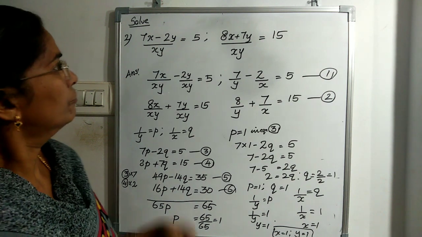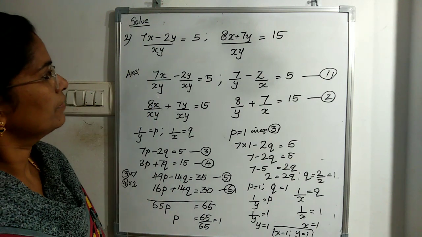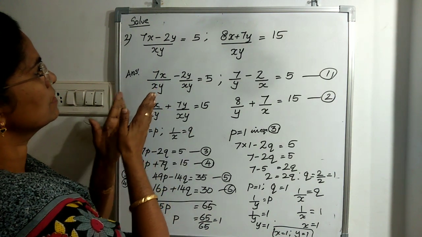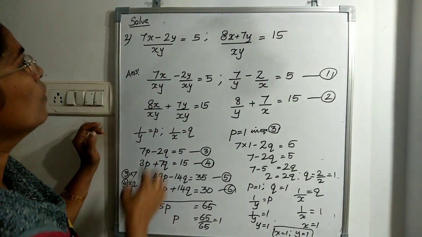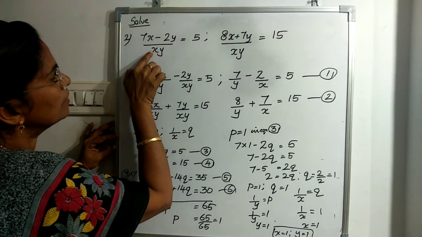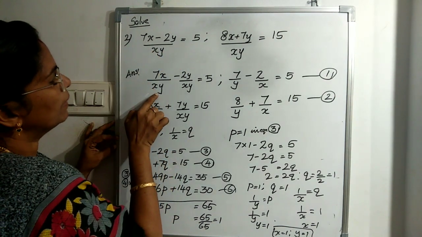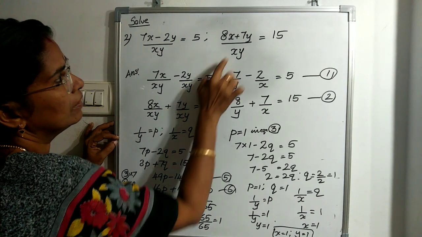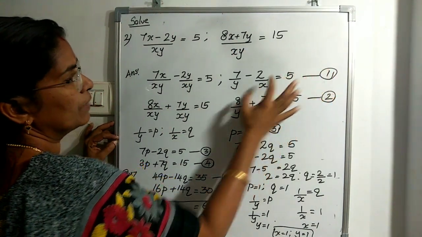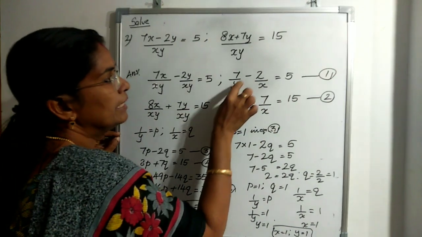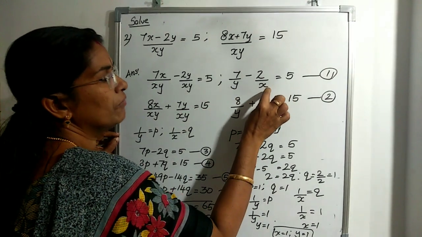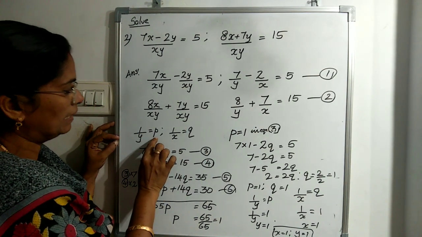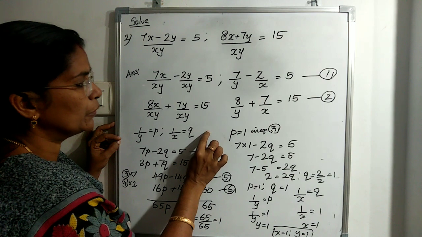Okay. What is our first step? If the question is like this, with the whole thing divided by xy, you have to divide each term by xy: 7x by xy minus 2y by xy. We will get 5. Here also the same step we are following. After that we have to substitute 1 by y as p and 1 by x as q.